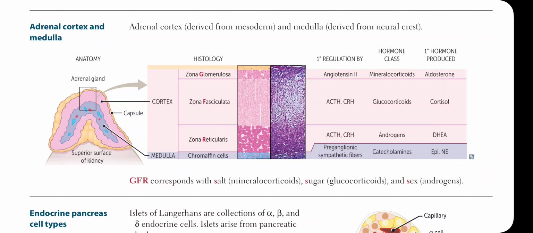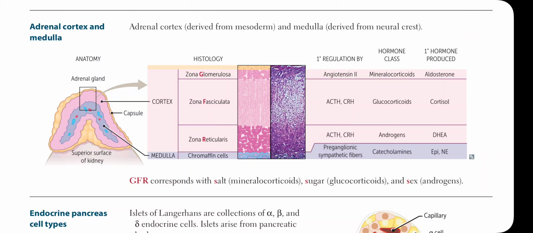So salt, sugar, and sex. Salt is the mineralocorticoid, releases aldosterone. Sugar is glucocorticoid, releases cortisol. We know that corticoids, steroids, are known to increase your sugar. And sex is the androgen, so DHEA. That's the cortex part of it.